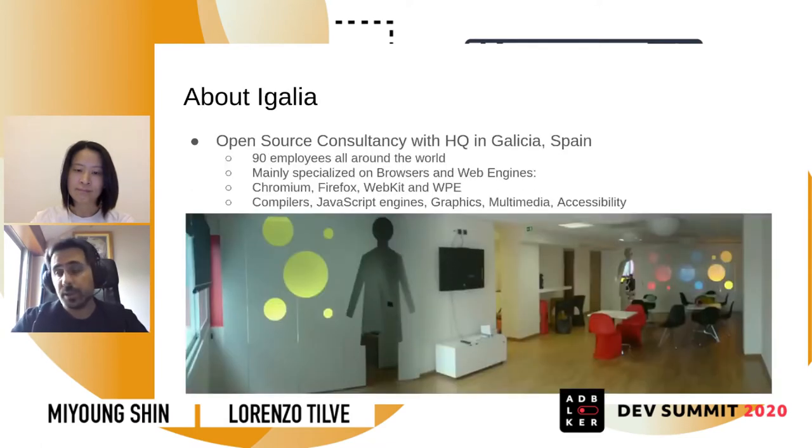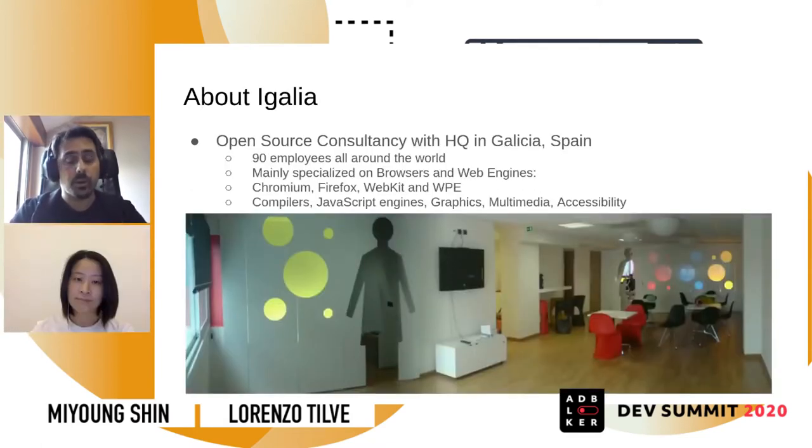So in the first place, about us, we are Igalia. We are an open source consultancy and our headquarters is in Galicia in Spain. We are currently 90 employees and we are distributed all over the world. Our main area of expertise is basically browsers and web engines. We have been working for many years on Chromium, WebKit, Firefox and WPE. So we have actually been the second most active contributor after Google and Apple to Chromium and WebKit respectively.